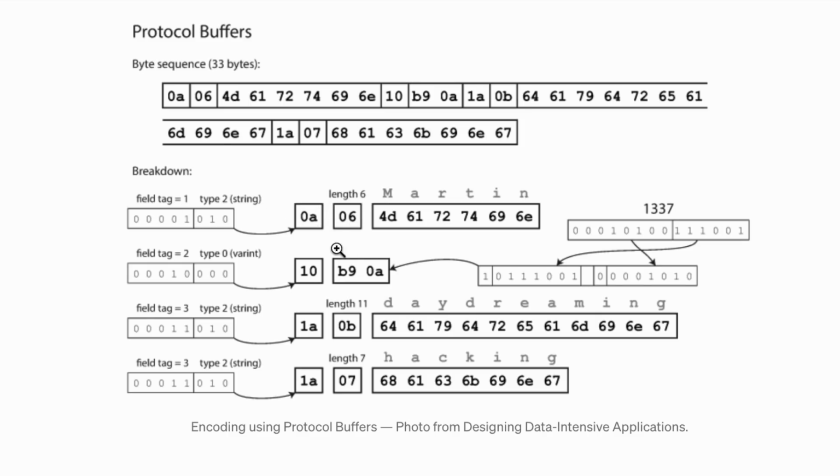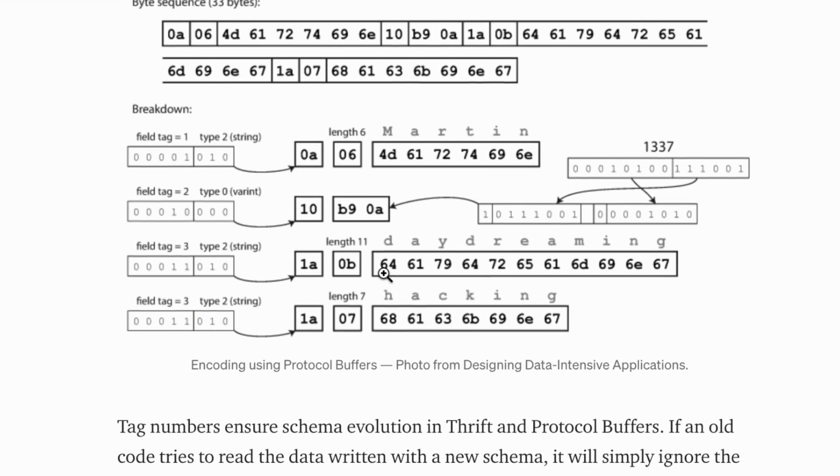Similarly for favorite number, the favorite number key had the tag 2, so that's why the 5 bits are 00010. And then you have the next thing, which is the type, which is integer, so for that it is type 0, so that's why it's 10. And then the first byte is telling the tag and type, and the next is basically the value 1337, which is stored here. Similarly, now we have the repeated field.